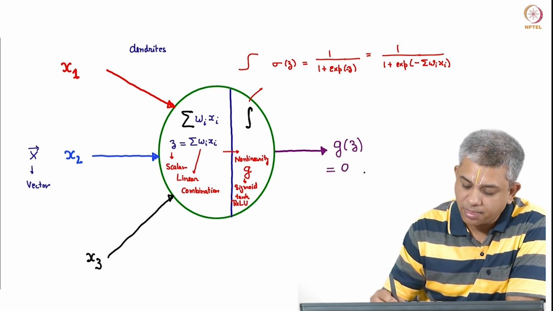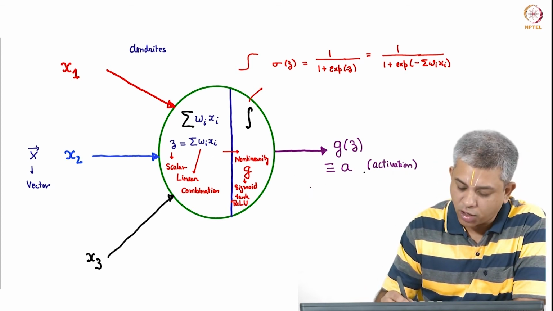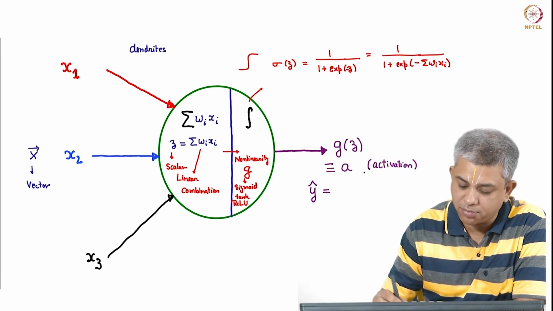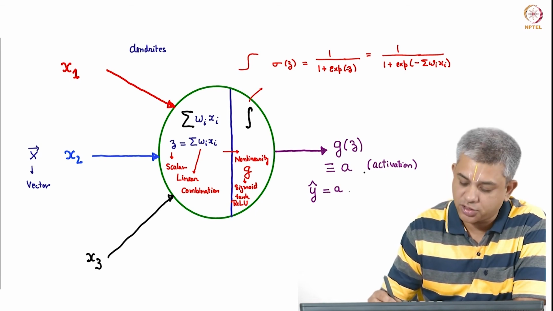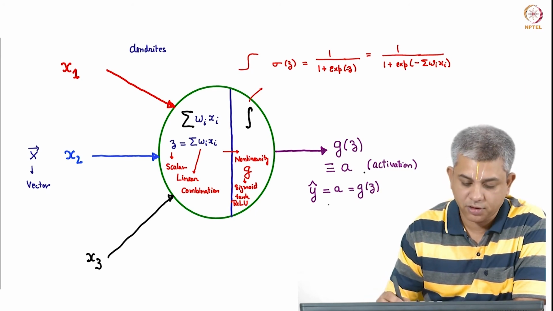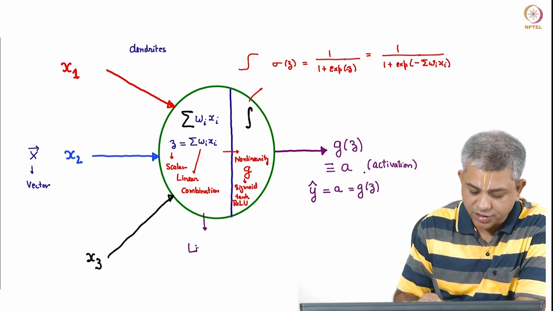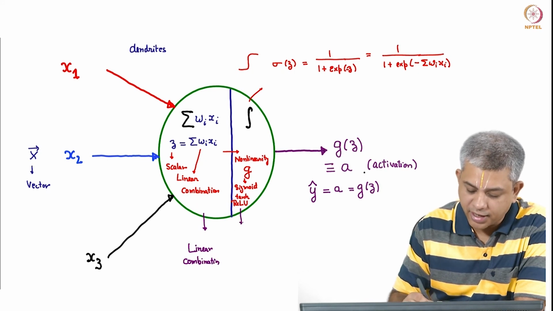This is denoted by A, also labeled the activation. If this is the only thing in your network, then all you have is your prediction, which is simply the activation of this neuron, which is G of z. So, remember, the two portions of an artificial neuron are linear combination and an additional nonlinearity.